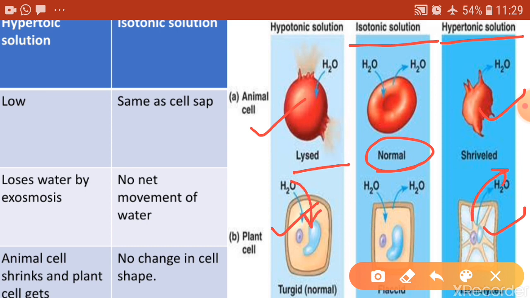Endosmosis occurs in a hypotonic solution. In an isotonic solution, there is no net movement; the number of water molecules entering and leaving is the same. And there is exosmosis taking place in a hypertonic solution.